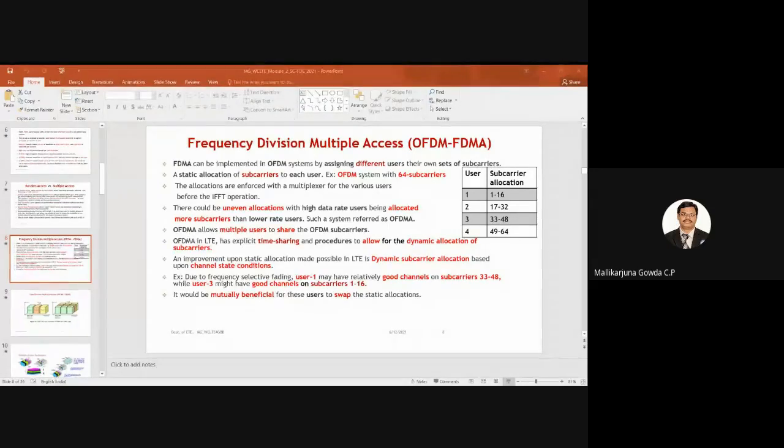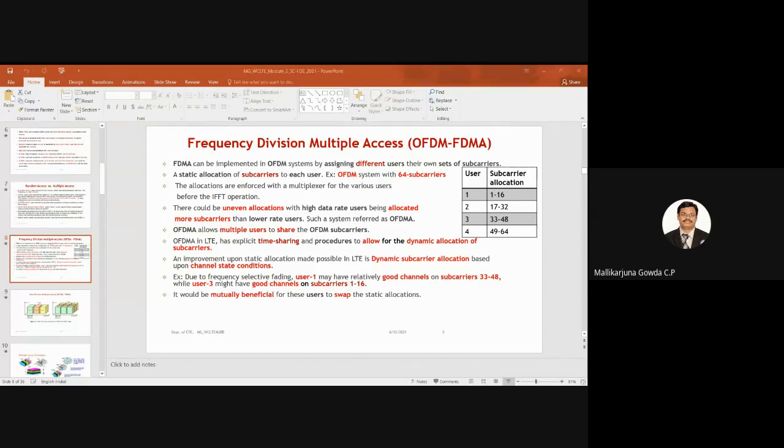So to support higher data rate depending upon the user requirement, that is what I am talking about here. There could be uneven allocation, with high data rate users being allocated more subcarriers than the low rate users, right? Such a system we call OFDMA, that is orthogonal frequency division multiple access. Hope I could convey what I wanted to convey.